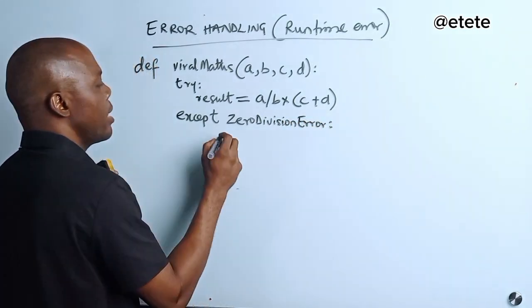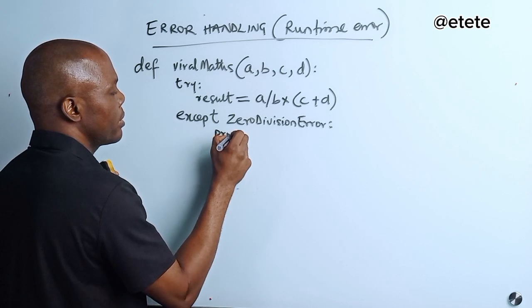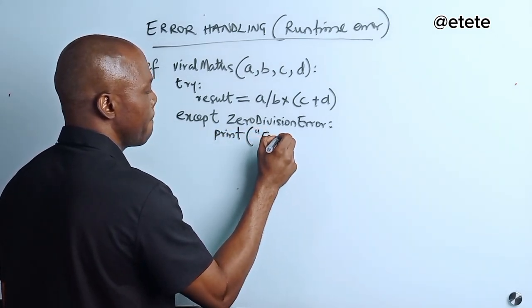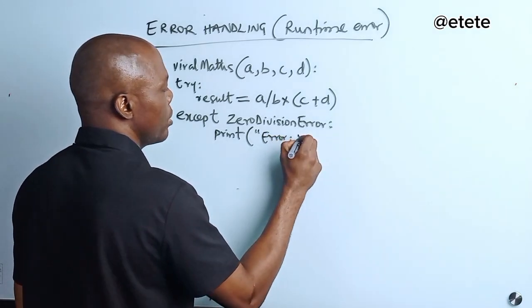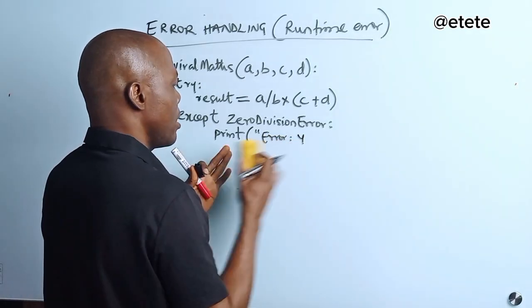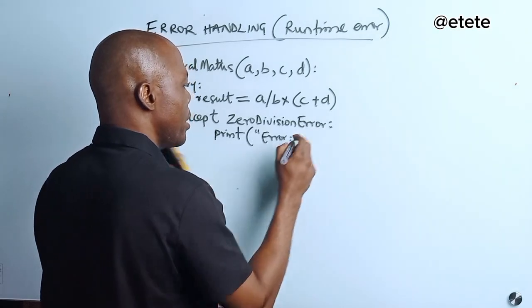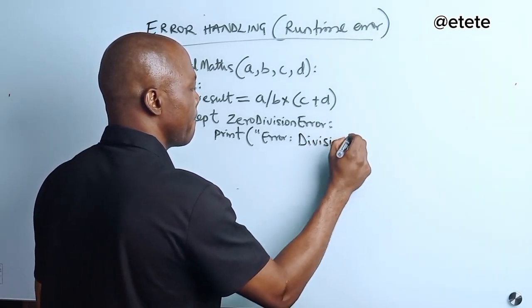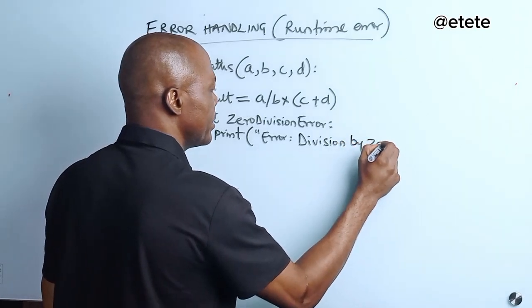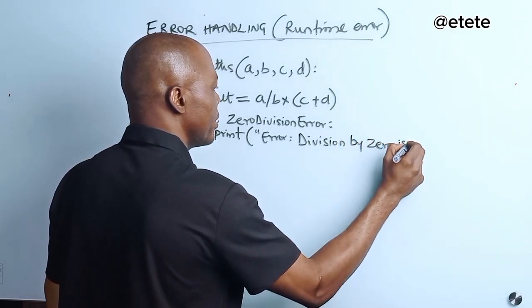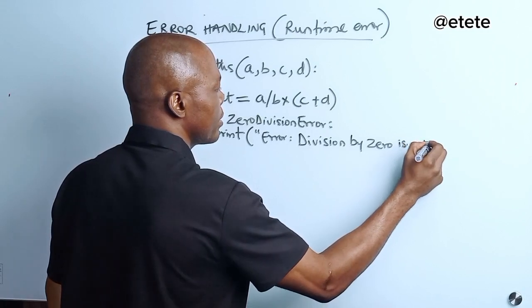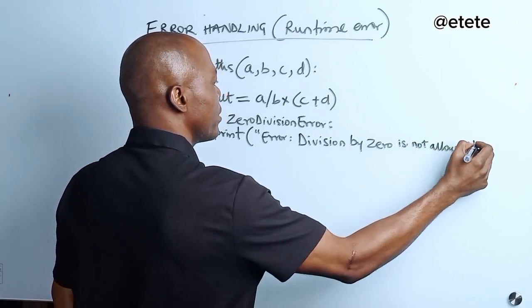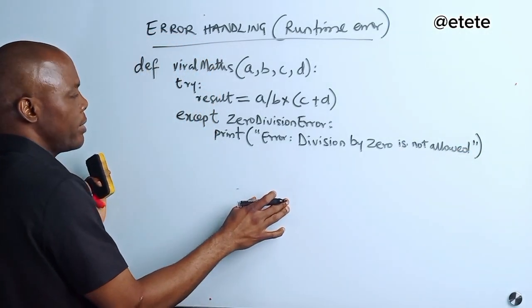Here I will say print error. I will simply write, division by 0 is not allowed. Then I will close that.